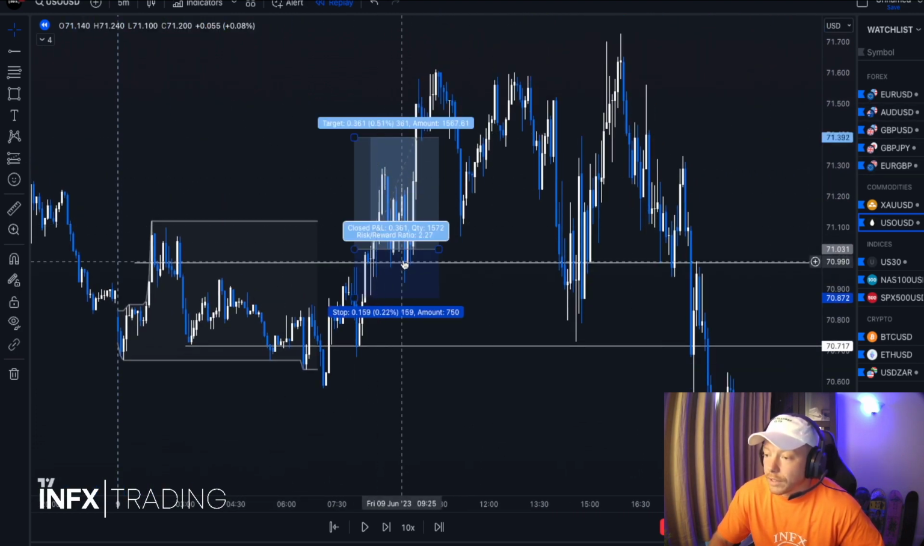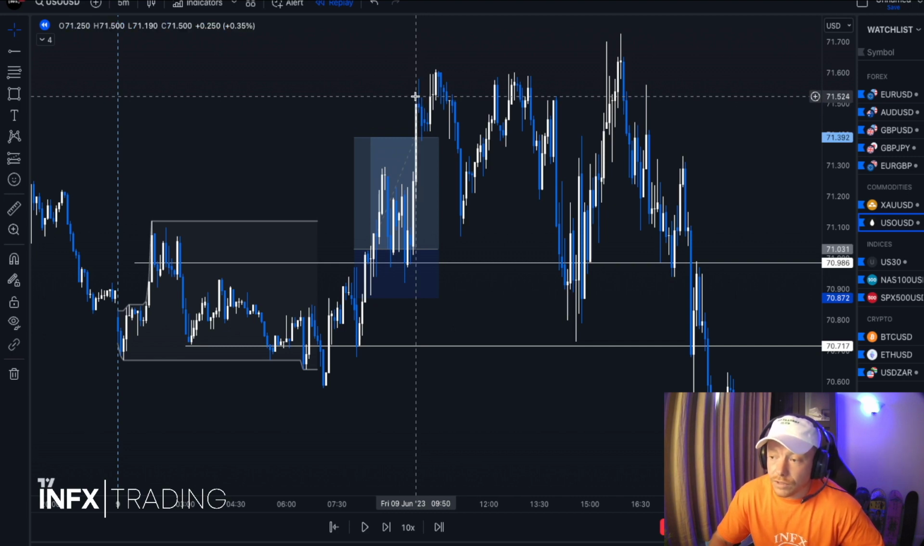Now after a bit of a push up and then a bit of a mess around, we have come up to our full TP there.